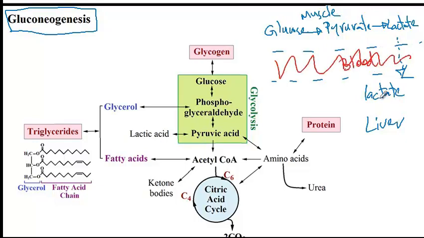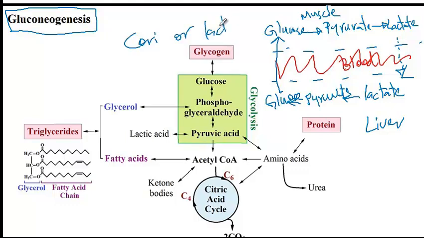So now we have the lactate transferred to the liver, it will get converted back to the pyruvate, and then glucose through the process of gluconeogenesis, and now glucose can again enter the muscle and go through glycolysis and produce energy, and the cycle continues. And so this cycle is referred to as Cori or lactic acid cycle.